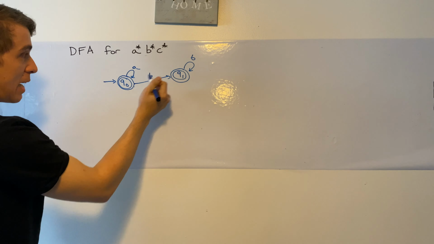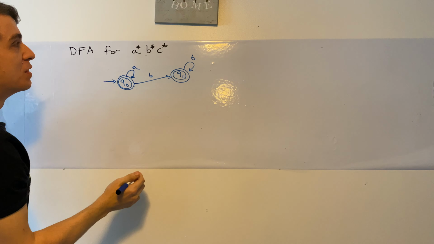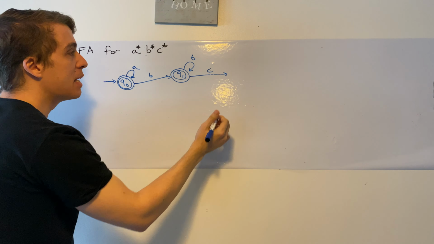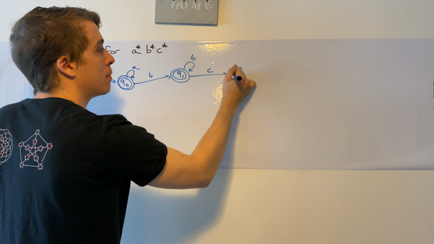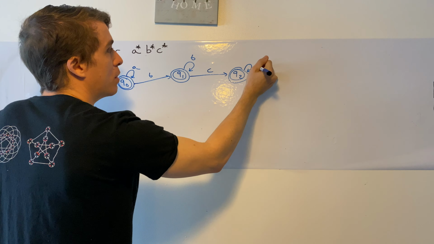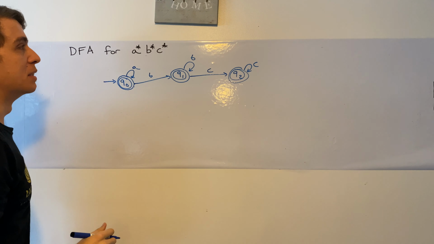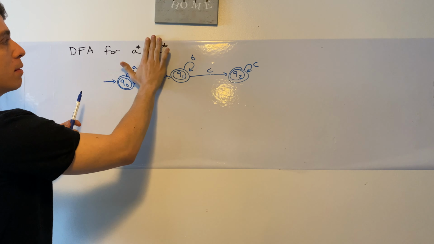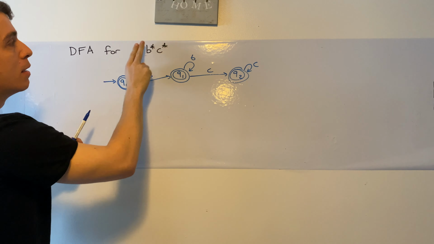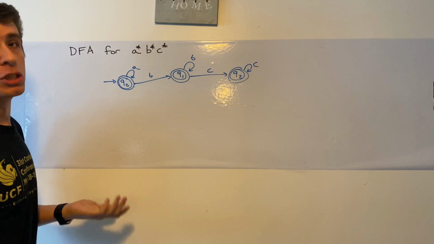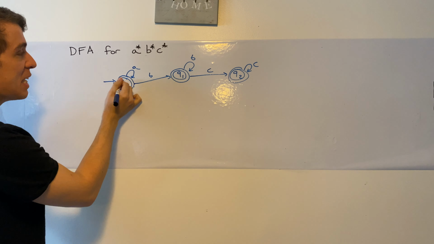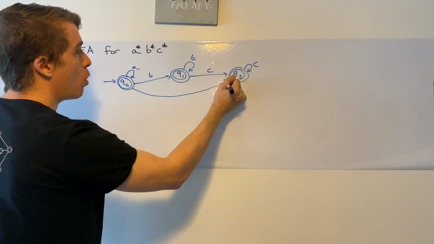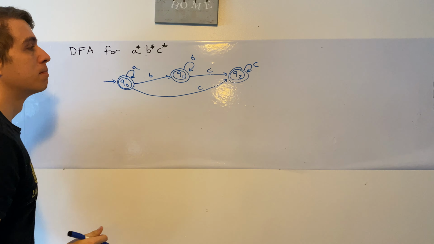And like we did before, we can have any number of C's after, but suppose that there is a C. So then let's read the C and go to a state Q2. And we can read any number of C's there, just like the other cases. But suppose that there are no B's in the string. Then we have A's followed by C's, which is perfectly allowed. So if we have a C from Q0, then we should be able to read as many C's as we want right after those A's.